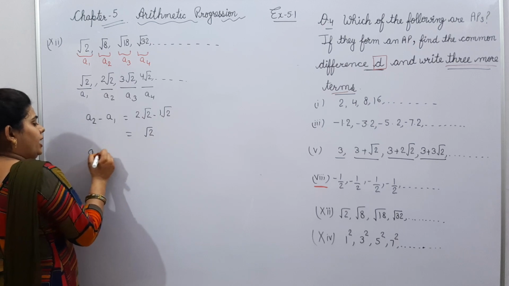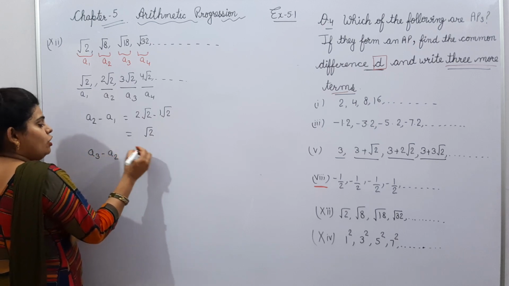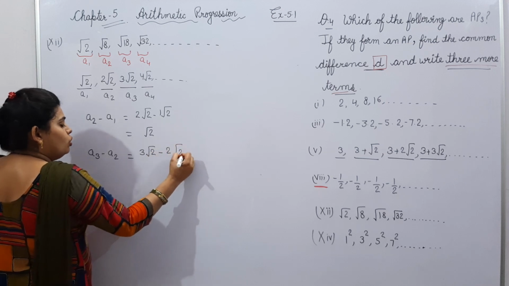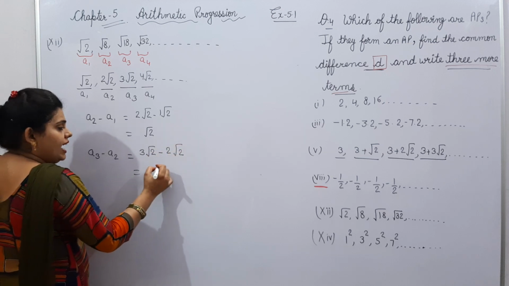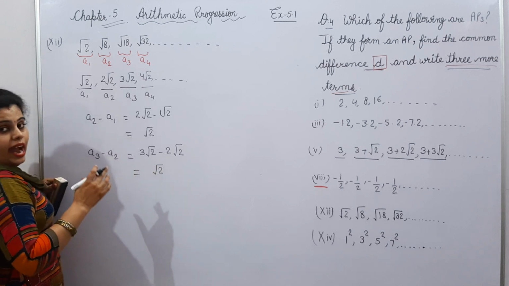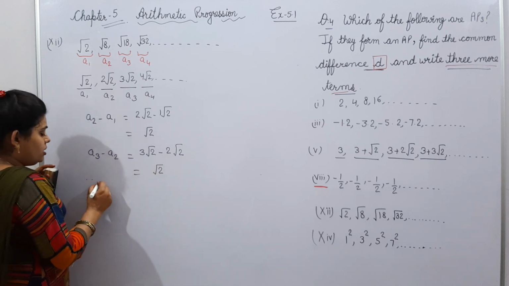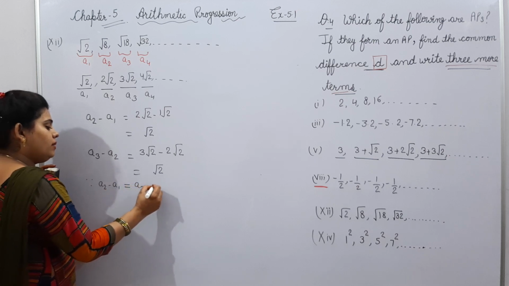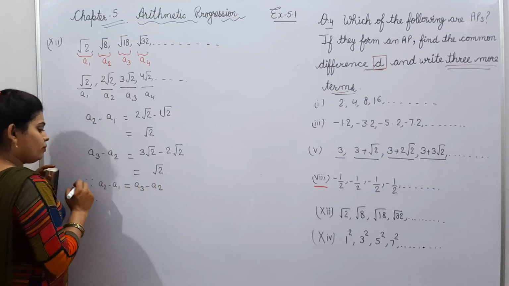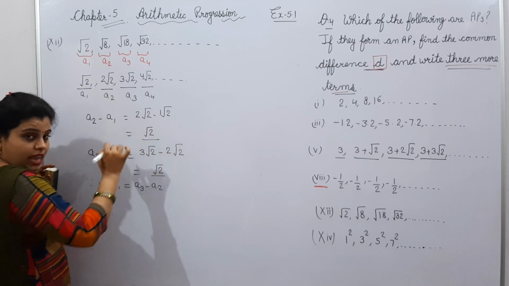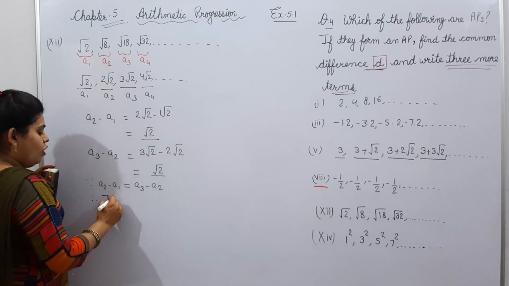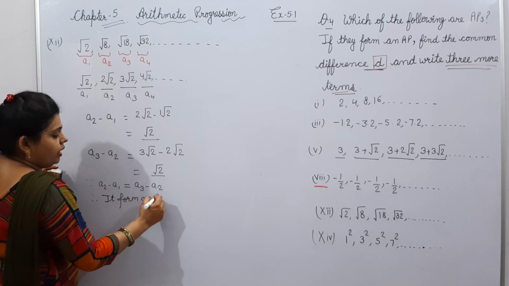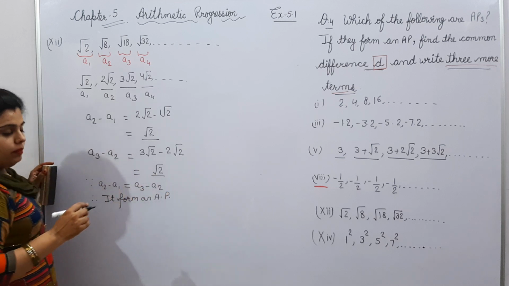Now A3 minus A2. What is the value of A3? 3 root 2 minus 2 root 2. 3 minus 2. What we will get? 1 root 2. And now what we are observing? Because A2 minus A1 is equal to A3 minus A2, because difference is same, so it will form an AP. यहाँ से हमें AP मिलेगी.